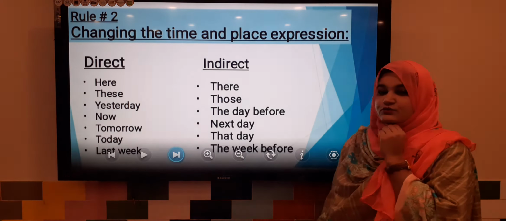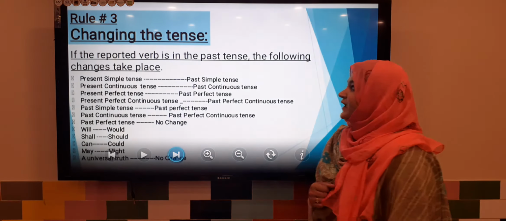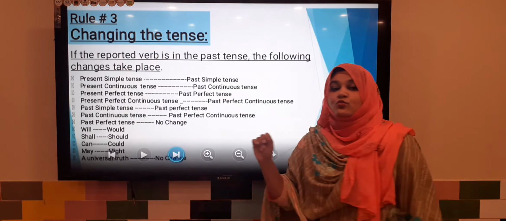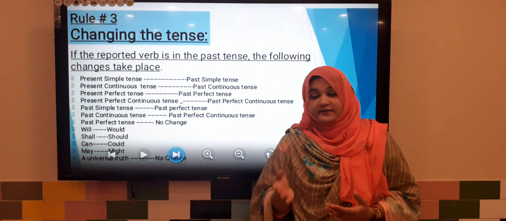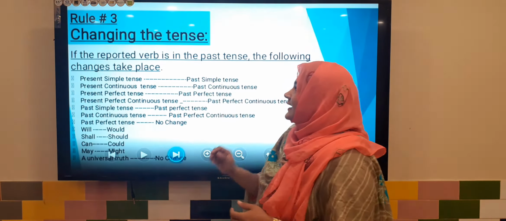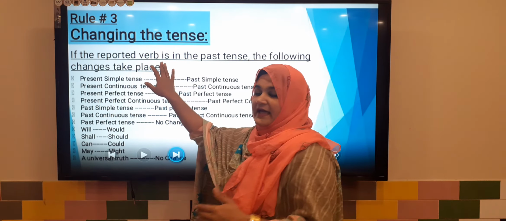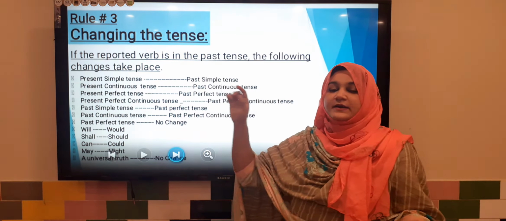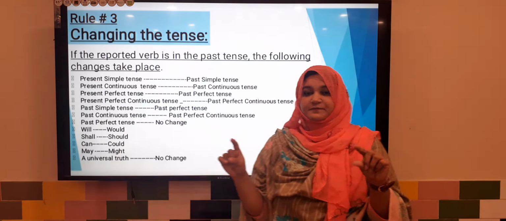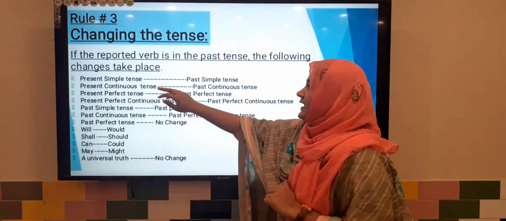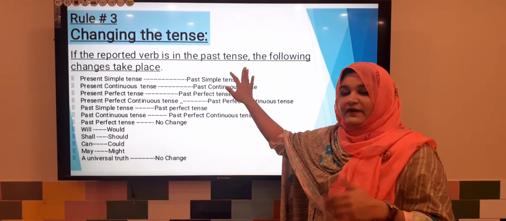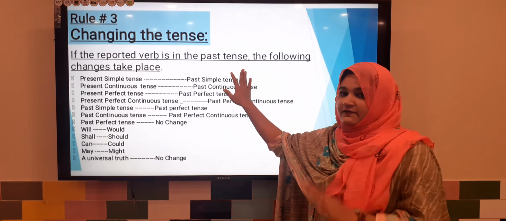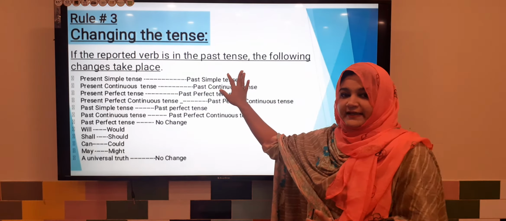Now we are going to move to rule number 3. Changing the tense. It is the most important change, and when you have to change the tense, this is the main question you have. As I have told you, the reporting verb is the first part of the statement. If the reporting verb is in the past tense, the tense changes will take place. Otherwise, you will not change any tense.